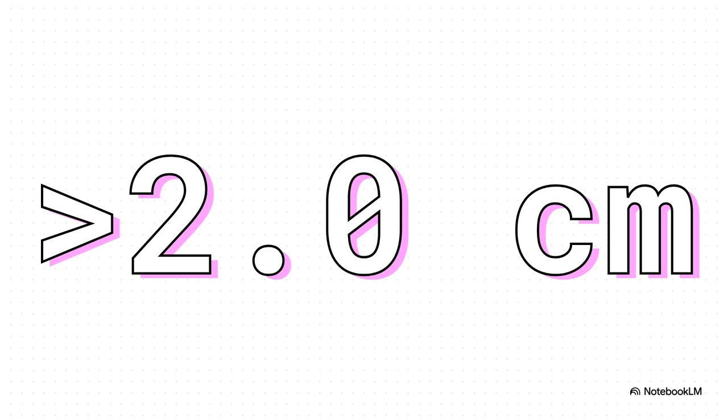And here is the magic number you have to remember: 2 centimeters. A tumor bigger than 2.0 centimeters often means that patient needs to go back for a second, bigger surgery, a right hemicolectomy, to check the nearby lymph nodes. If it's smaller, that first appendectomy might be all they need. So yeah, your measurement on the gross bench directly impacts the patient's next surgical step.